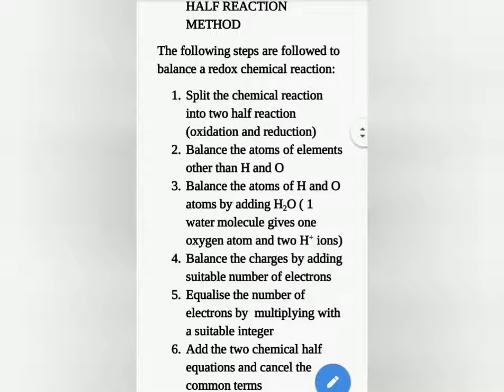After balancing the charges, you will have to equalize the number of electrons by multiplying the whole equation with a suitable integer. In both half reactions, you will have to get the same number of electrons, then only they will be cancelled. And the last step is to add the two half equations and cancel the common terms. For example, electrons will be the common term on both left and right hand side. Sometimes water molecules will be there. Such common terms can be cancelled just like in a mathematical equation. So these are the important steps that you have to follow while balancing a redox reaction.